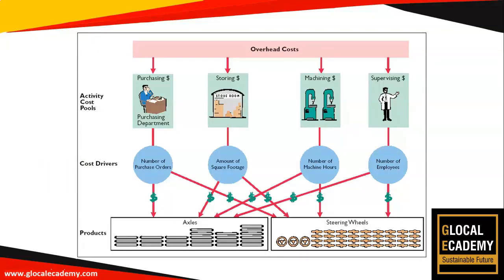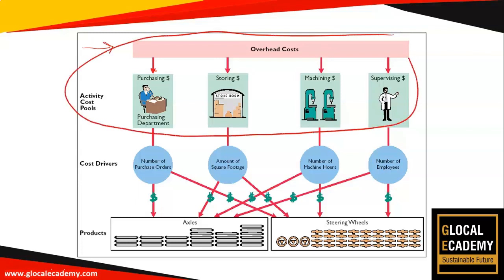Now let's understand this diagrammatically. Here we have the overhead costs on the top. The first stage would be allocating these overhead costs to the activity cost pools. You can see this is the first stage, where we are allocating cost to the different activity cost pools. There are 4 activity cost pools mentioned here: purchasing, storing, machining and supervising.